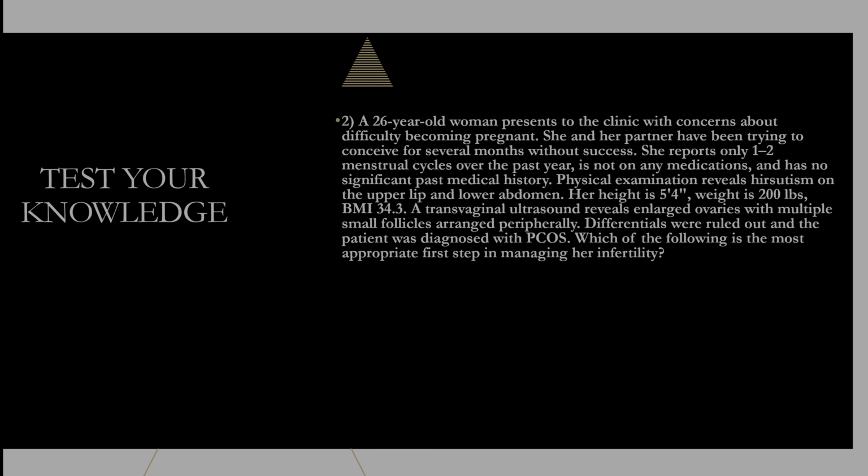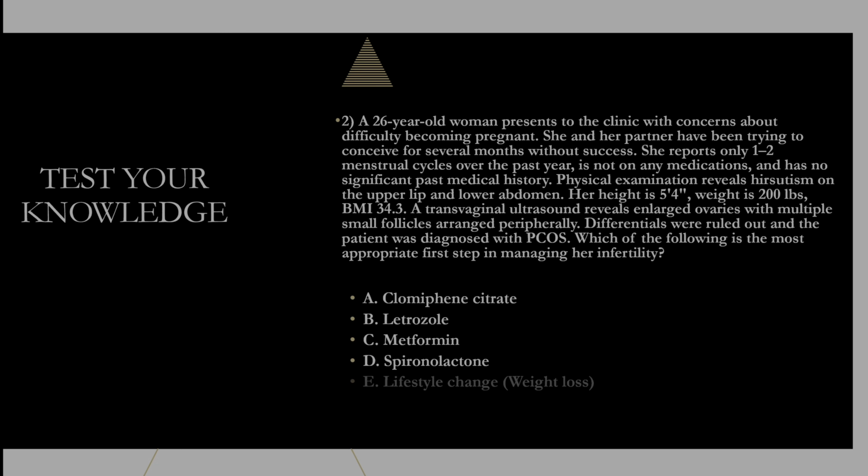A transvaginal ultrasound reveals enlarged ovaries with multiple small follicles arranged peripherally. Differentials were ruled out, and the patient was diagnosed with PCOS. Which of the following is the most appropriate first step in managing her infertility? A. Clomiphene citrate, B. Letrozole, C. Metformin, D. Spironolactone, E. Lifestyle change, weight loss.